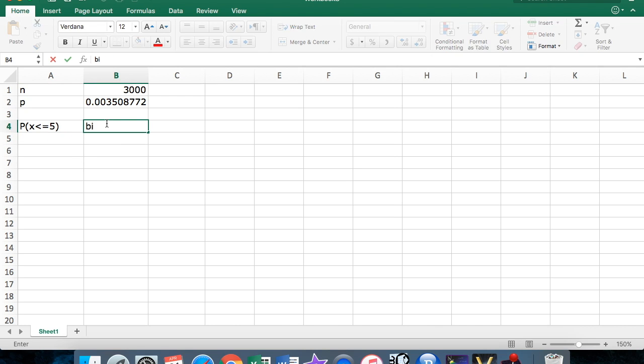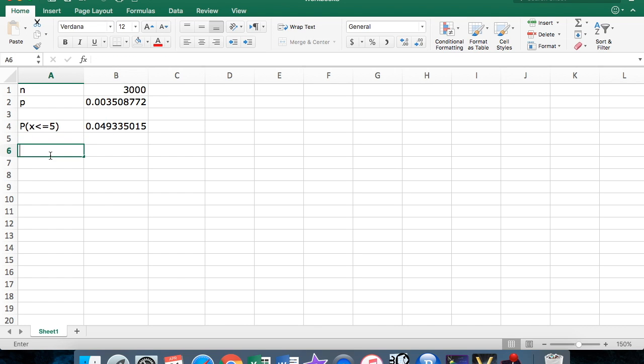It's binom, so equals binom dot dist. And you do your number of successes. The number of successes I want, that's this guy, 5, comma, the number of trials, that's 3,000, there are 3,000 women. The probability of success is P, and whether or not it is cumulative. In this case, it is cumulative. The reason it is cumulative is because we are finding area up to a number.